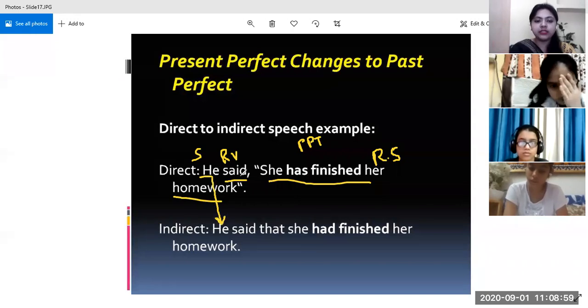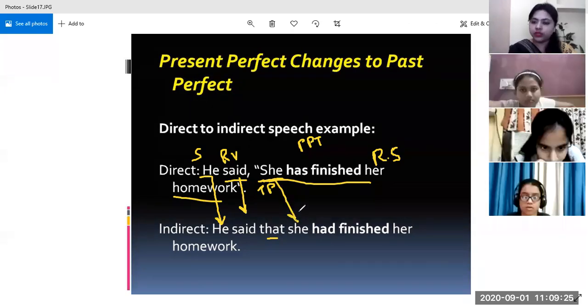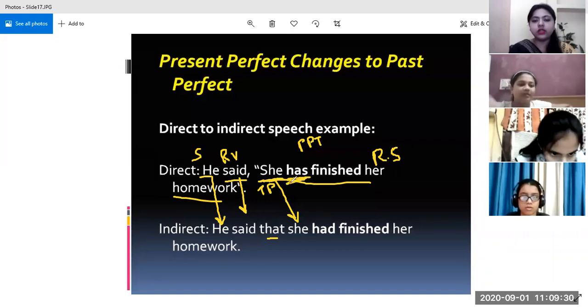He will remain he, said will remain said, comma removed, that inserted, inverted commas are removed again. Now here what is it? She is the pronoun and it is in third person. Do we make any change in the third person? No. When the pronoun in the reported speech is in third person, then we do not make any change in the pronoun. So she will be written as she only. Has shows that the sentence is in present tense. So what is the past form of has? It's had. So has changes into had, right?